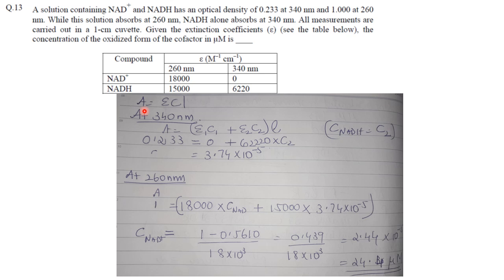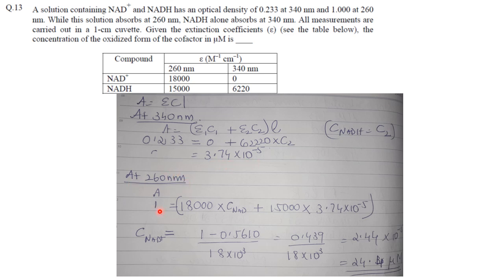So we know the Beer-Lambert law, A is equal to epsilon C l, where epsilon is the molar extinction coefficient. So at 340 nanometers, the absorbance is that of the solution. So we have to take into consideration both NAD plus and NADH. They have asked for the oxidized form of the cofactor, that is NAD plus concentration. So 0 plus 6220 into C2, where C2 is the concentration of NADH. You will get it as 3.74 into 10 raised to minus 5.